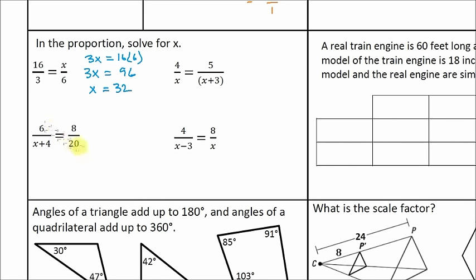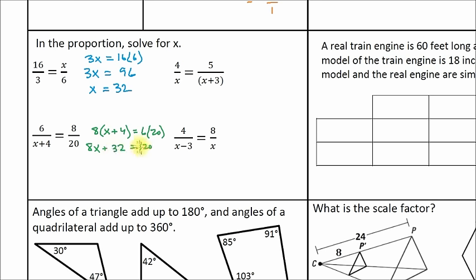So the next one, cross multiply. Okay, we've got 8x. I'm going to multiply these two. It doesn't matter which ones I do first. I can do the top bottom or bottom top. Makes no difference. So I'm going to put 8 times x plus 4 is equal to 6 times 20. 8 times x is 8x. 8 times 4 is 32. And 6 times 20 is 120.